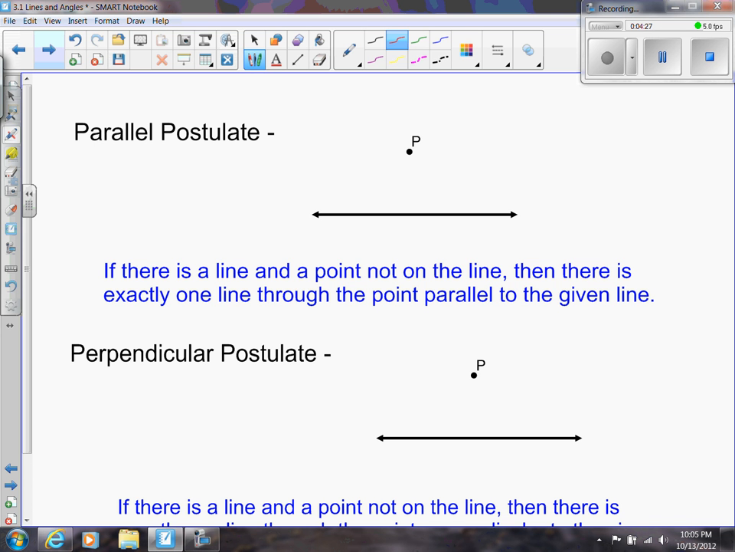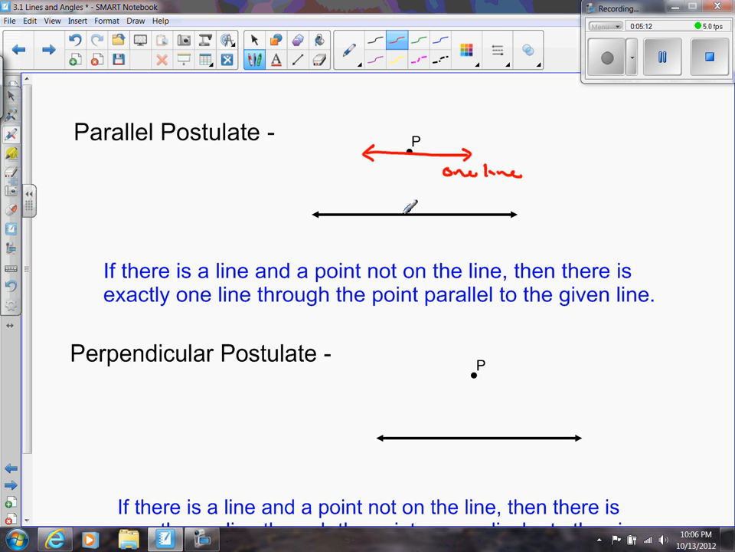The parallel postulate. We have a couple postulates here, and here's what the parallel postulate says. If there's a line and a point not on the line, then there's exactly one line through the point parallel to the given line. We won't use this too much, but more for constructions, and you might see it in your homework. It's not necessarily important to write these postulates down, but just to understand them. If I have a point off this line, how many lines can I draw through it? One line through that point that's going to be parallel.